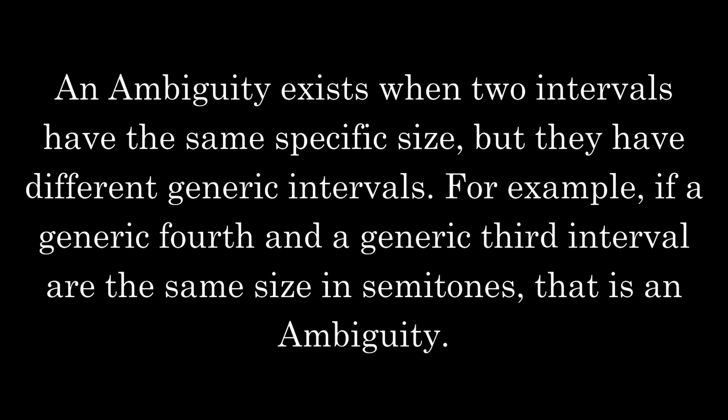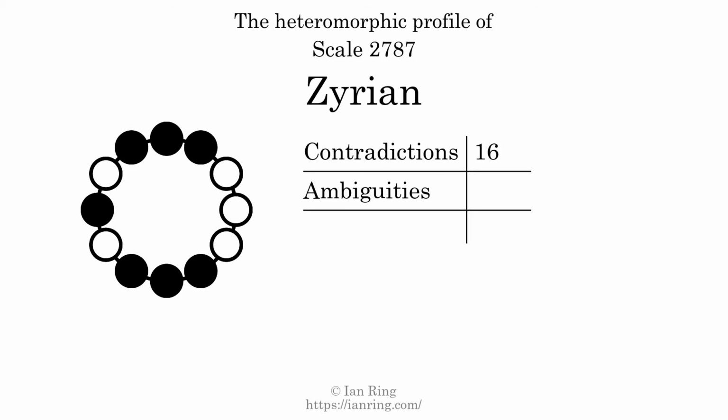An ambiguity exists when 2 intervals have the same specific size, but they have different generic intervals. For example, if a generic fourth and a generic third interval are the same size in semitones, that is an ambiguity. The number of ambiguities in this scale is 35.